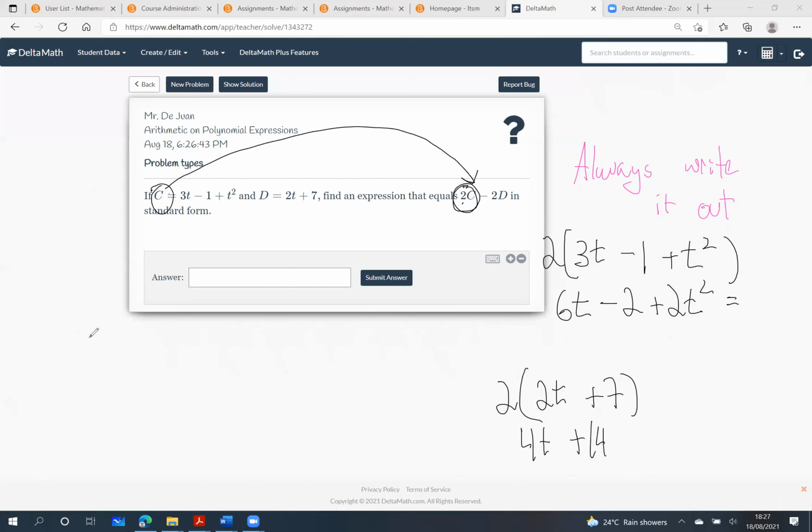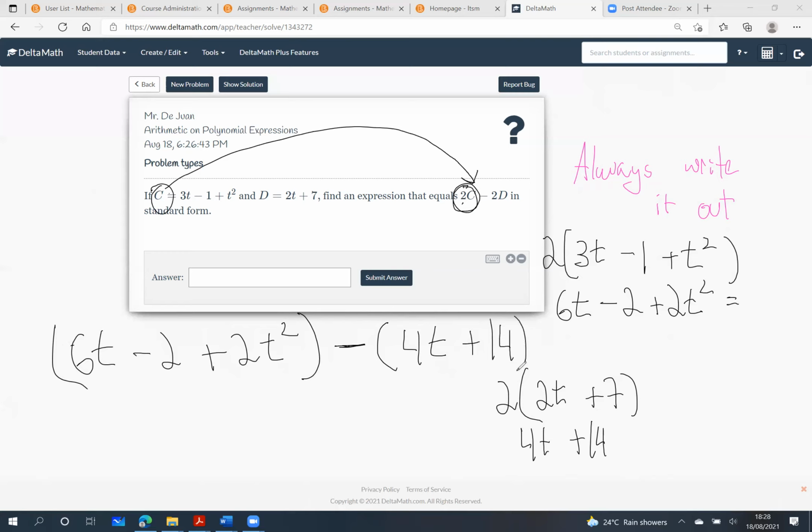So what are we doing here? We're doing 6t minus 2 plus 2t squared, brackets, minus 4t plus 14. Okay, so we have 6t minus 2 plus 2t squared minus 4t plus 14.